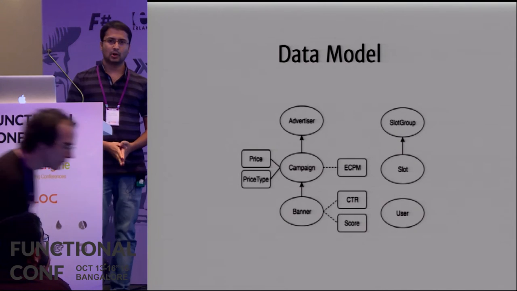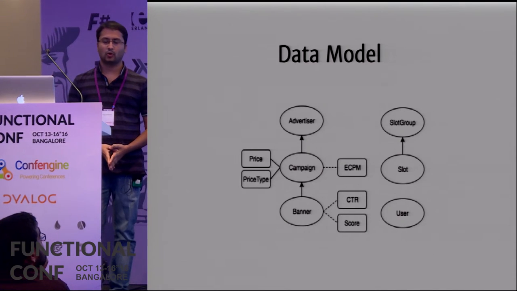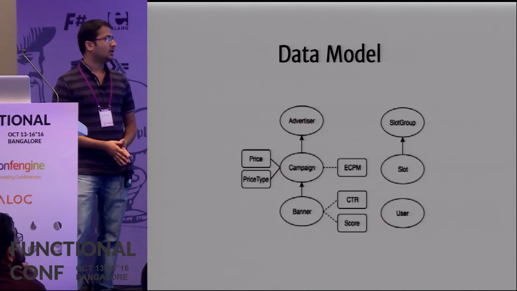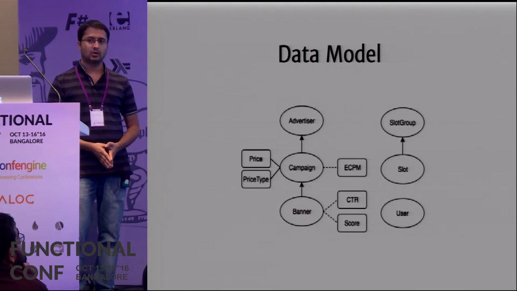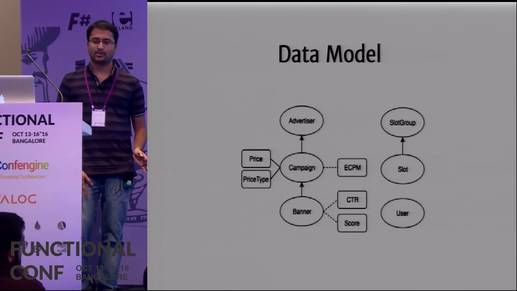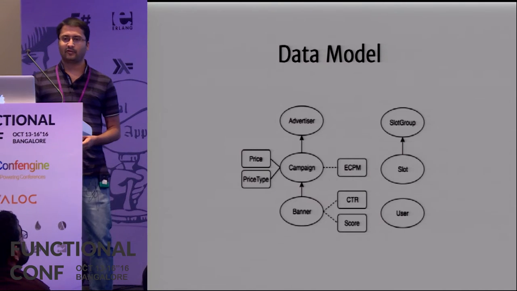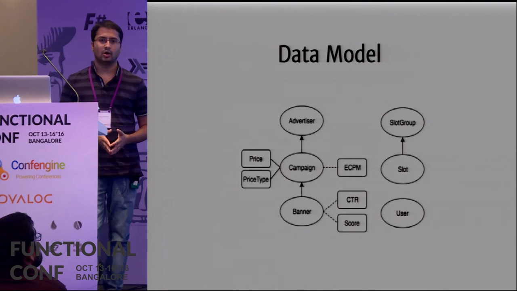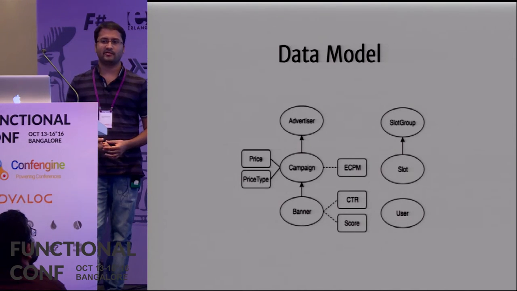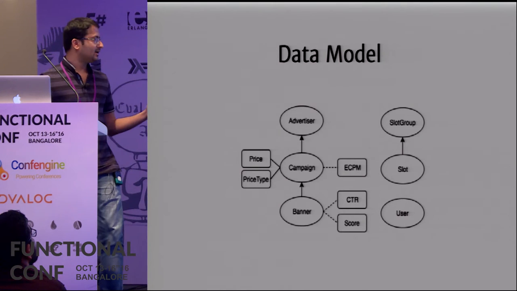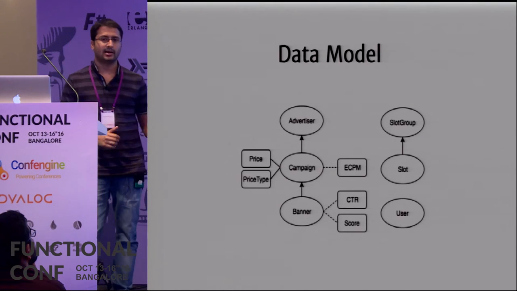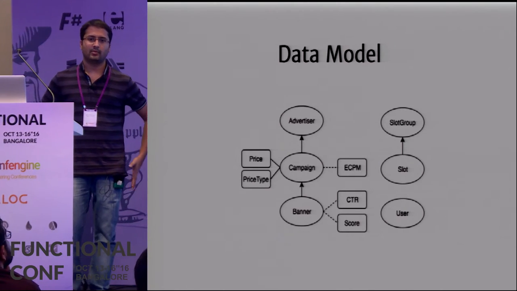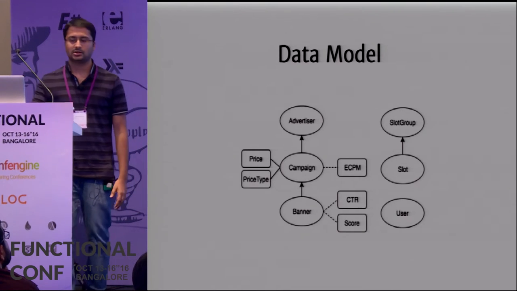Okay, let's just look at the data model for ad serving before we start jumping into code and concepts. The primary entities that we're talking about here are advertisers who have many campaigns and campaigns which have many banners. Campaign has these properties of pricing type and price. To give you a very high level example, the industry standard term for this is CPM, which stands for cost per mille, or the price that advertisers are willing to pay for 1,000 impressions. And banner has these two different properties, which are CTR and score. CTR here stands for click-through ratio. It's basically the ratio of number of clicks that you get to the number of impressions that you serve.